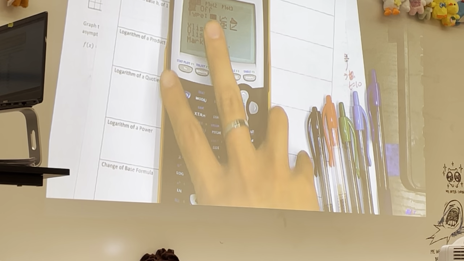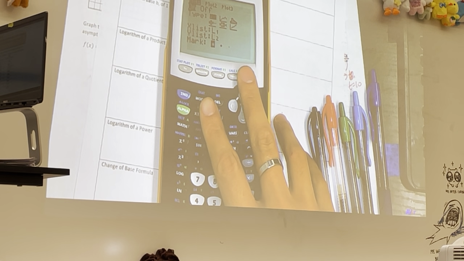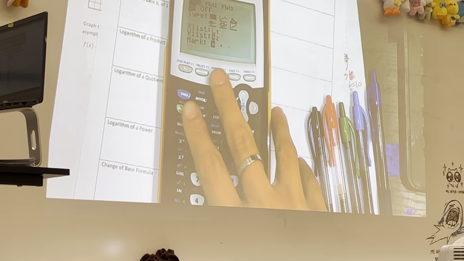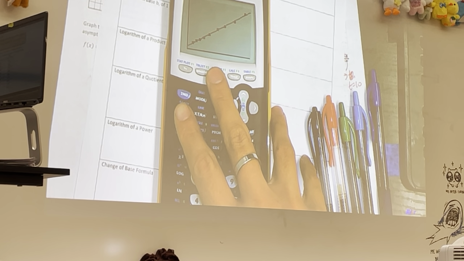All right, so we have that. Hopefully you are still with me. We're going to press graph and zoom 9 if you need to, and we're going to see that the data set looks pretty linear. It looks strongly linear. So I feel confident that we could probably do these procedures.